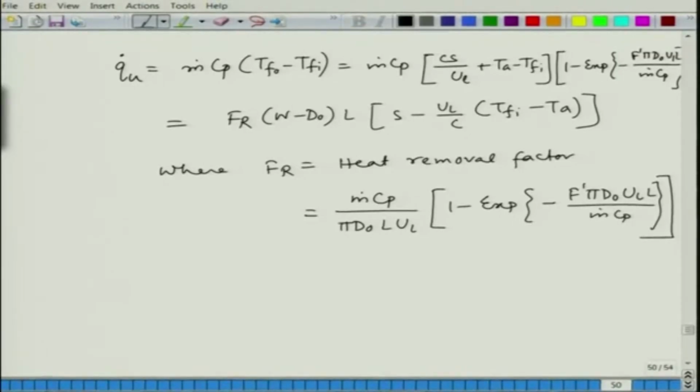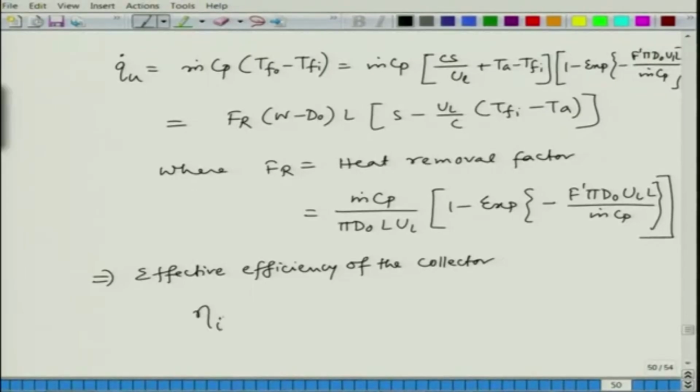Okay. So, that completes the analysis, and what you can find? You can find the effective efficiency of the collector. Efficiency means what? What you are getting out at the cost of the input. Okay. So, output by input is your efficiency.